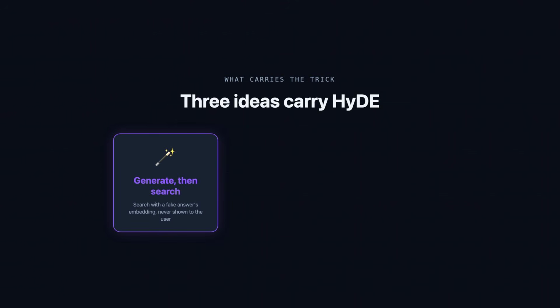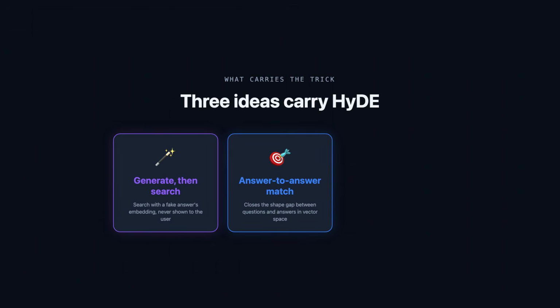Strip the trick down and 3 ideas carry the whole thing. It generates a fake answer and searches with its embedding. The hypothetical document is purely a means to an end, a better-shaped probe, and it is never something the user ever sees. It matches answer against answer instead of question against answer. By closing that shape gap in embedding space, the search lands near the passages that genuinely resolve the query, even when they share almost no words.